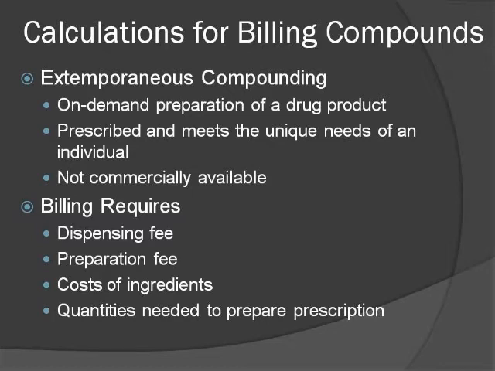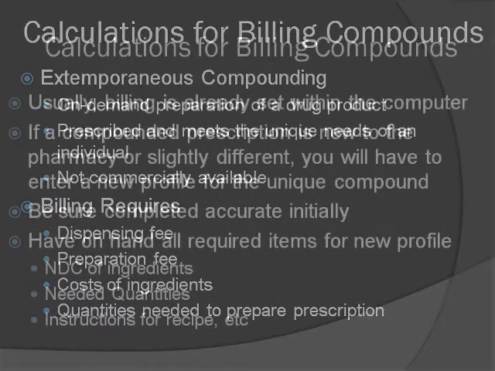So the billing requires your dispensing fee and your preparation fee. Remember, the dispensing fee is a flat rate agreed between the pharmacy and the third party to help cover the costs associated with dispensing, like the package container and what have you. And the preparation fee is the fee for the labor to make it. Then you have the cost of the ingredients. You have to know the cost of each ingredient, and then you'll also need to know the quantities that you need to prepare for that particular prescription.